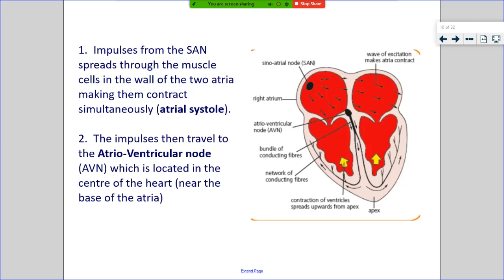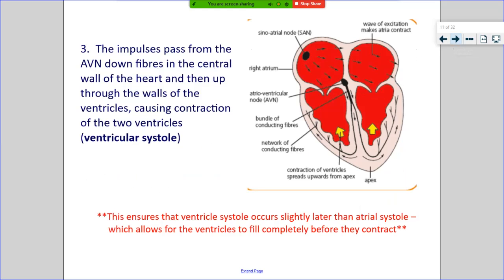The second step is these impulses reach this node here called the AV node, or the atrioventricular node. When it receives the impulses, they are then passed down the center of the heart, and then they spread up through the left and the right ventricle. As they spread through the walls of the ventricles, that causes the ventricles to contract, which is ventricular systole. You can see that there in the diagram on the slide.